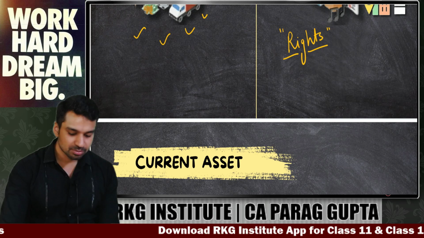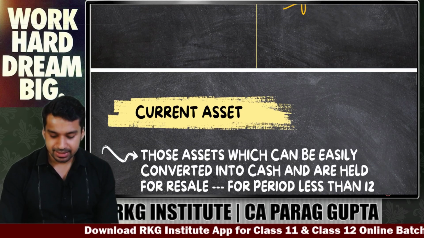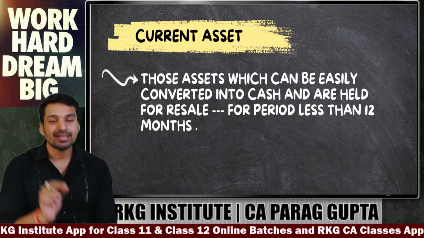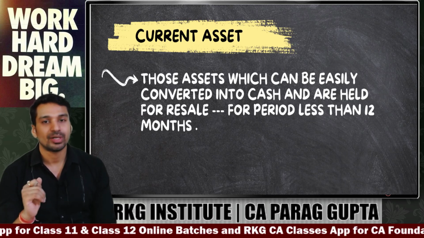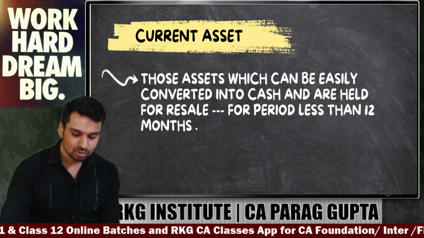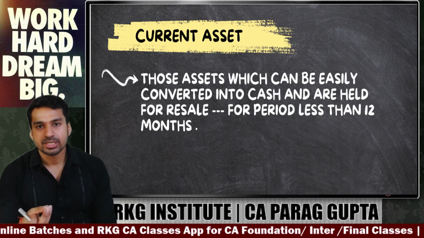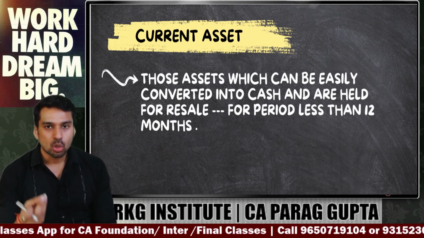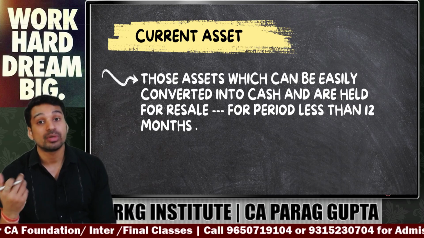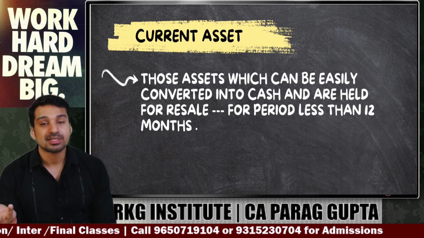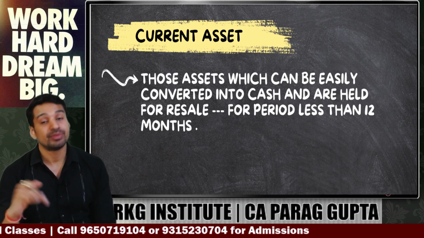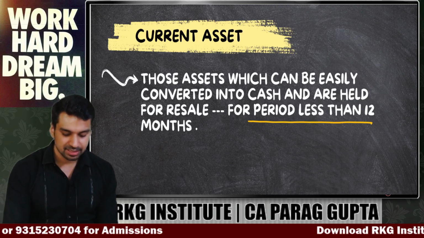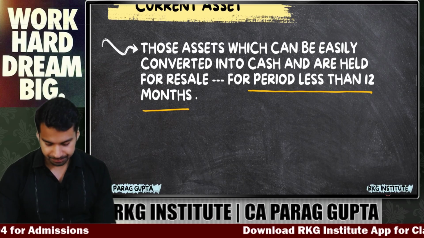Now let's move to current assets. Current assets are those which will be converted very easily into cash within 12 months. Like, I have stock, I have some products, I will sell them off within 1 month or within 2 months. So all these kinds of assets which are meant for sale and will be converted into cash within 12 months are current assets. These are short term assets which will be converted into cash.